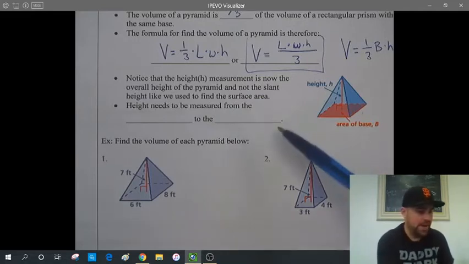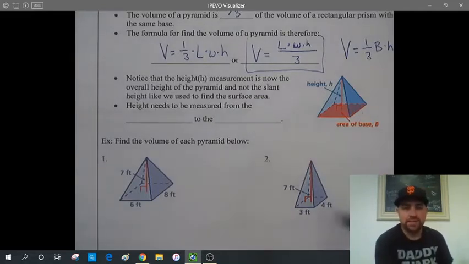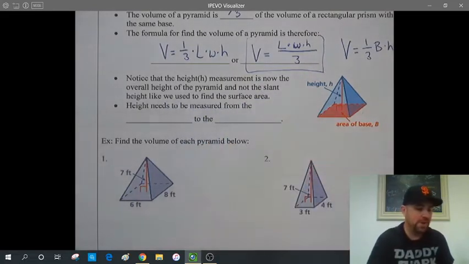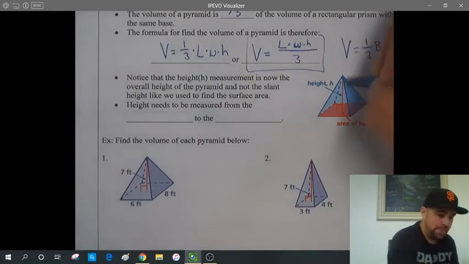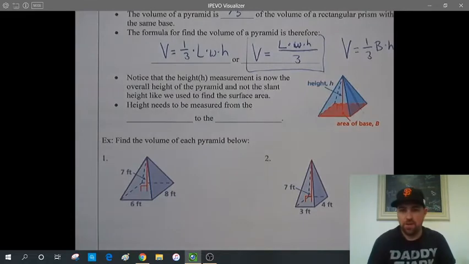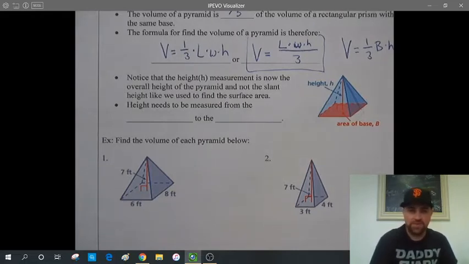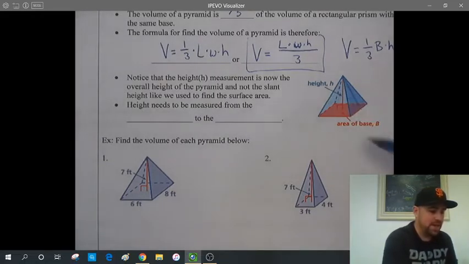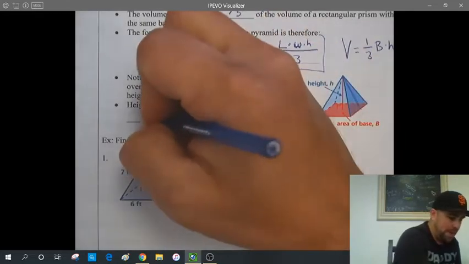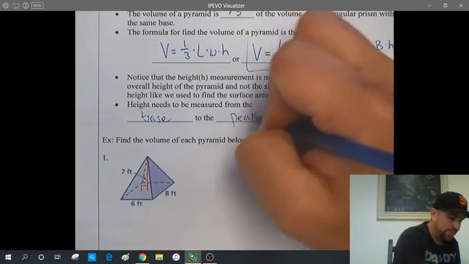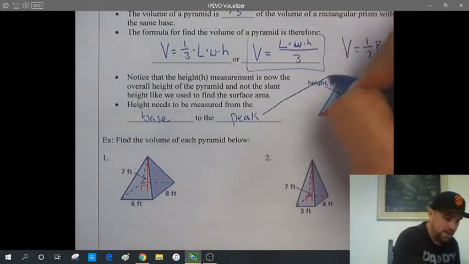Okay, so next, another bullet point to point out. It says, notice that the h, or the height measurement, is now the overall height of the pyramid and not the slant height. Remember when we did the surface area for pyramids, the slant height was what we needed because we were finding the area of the triangle on the outside. But now when I'm talking about the height of the overall figure, notice that this height measurement goes, as it says here, from the base to the peak. The peak is up here at the top.